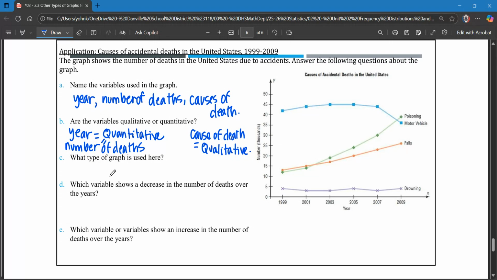All right, which type of graph is used here? This is a time series graph. A time series graph shows changes over time.